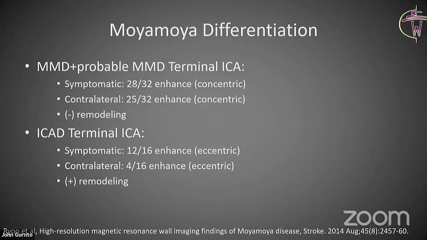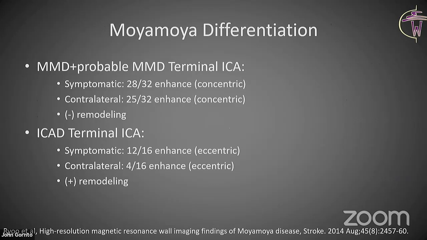There was one study from Korea where they found that Moyamoya disease or probable Moyamoya disease, they had those two categories, showed concentric enhancement in most cases, both ipsilateral and contralateral to the symptomatic side, but there was never remodeling in their group. Atherosclerosis showed less enhancement overall. On the symptomatic side, more. On the contralateral side, less. Generally, it was eccentric, and there was always remodeling.